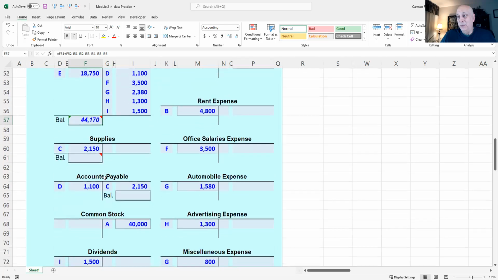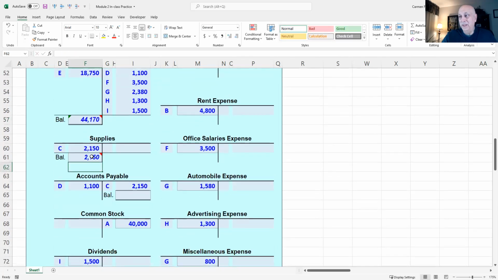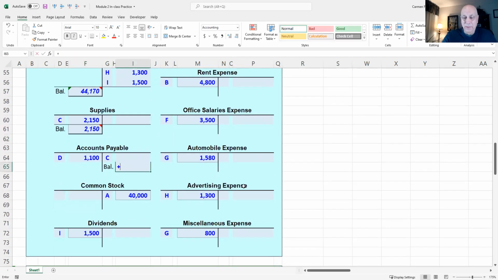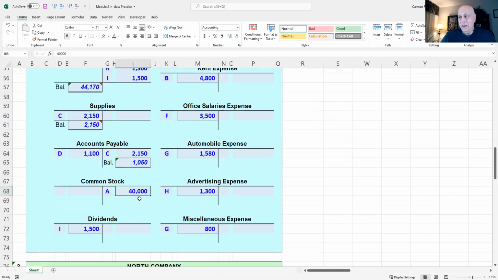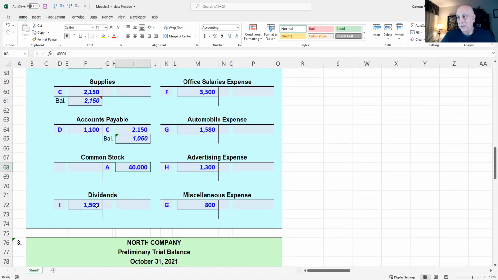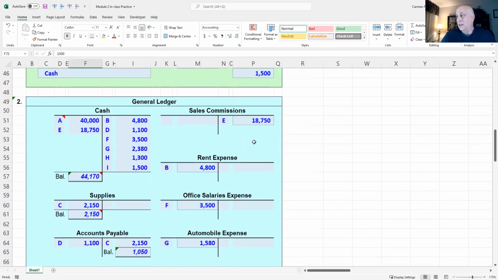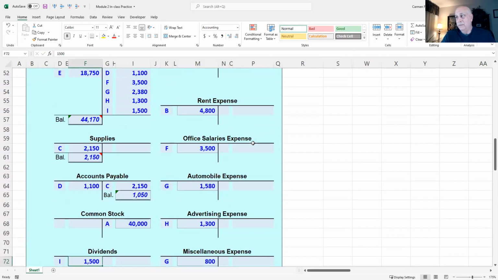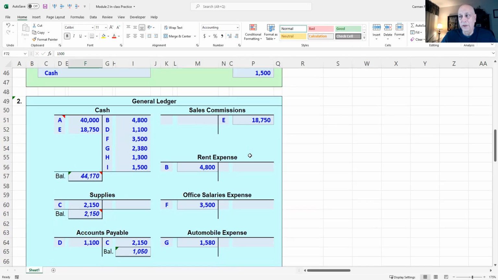Okay. Supplies, simply $2,150. Accounts payable, we take our credit of $2,150 minus our debit of $1,100. So our ending balance is $1,050. The $2,150 minus $1,100. Common stock, that's it. Only one entry. That's our balance. Dividends the same. All the rest just have one entry. So there's really nothing to total up. Okay. We didn't even need a total for supplies, but we did it anyway.